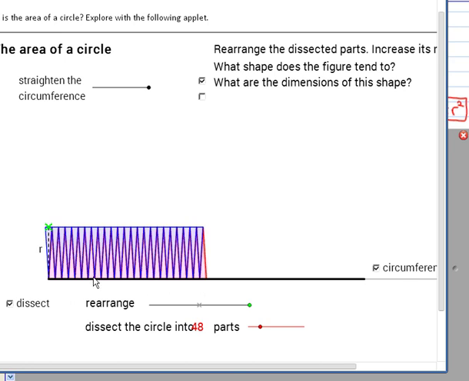Pi r is the base, half the circumference. 2 pi r is the full circumference, where half of 2 pi r is pi r. And the height is, what's the height? R, the radius down there. So the area of the circle, we did it a minute ago. It doesn't show it here. Shame on them. But pi r, base, times height r, is pi r squared.